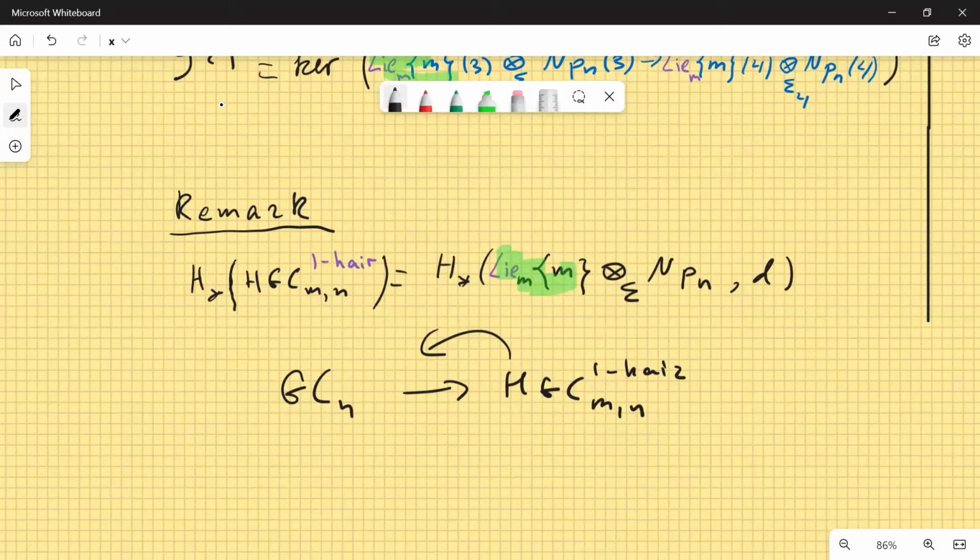But perhaps a more interesting question is to understand the GC_N action on the hairy graph complex. So it does act, and specifically, what is the geometric meaning of this action, and some algebraic properties of this action. So this would be interesting to study. So that's essentially it about the first story. Do you have any questions?